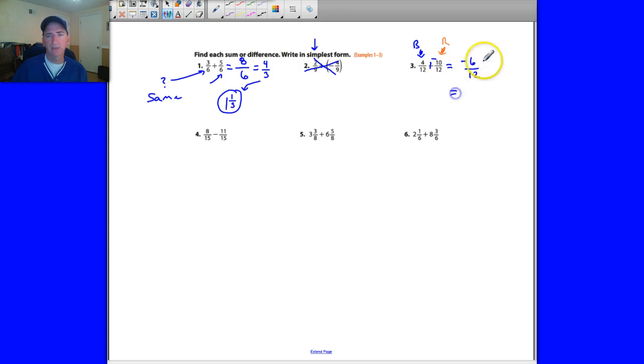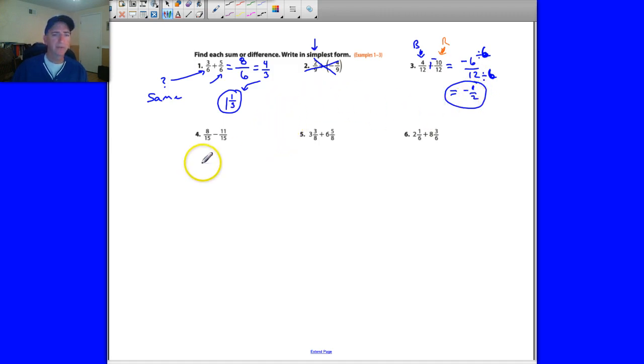Now that can reduce. Both of them have a factor of 2. You can divide both by 2. And remember how we learned to do that on the multiplication chart? Go across, you find common factors on the same row. Divide that by 6. Divide that by 6. Okay, that's negative 1 over 2. 6 divided by 6 is 1. 12 divided by 6 is 2. And that is the final answer there for that question.